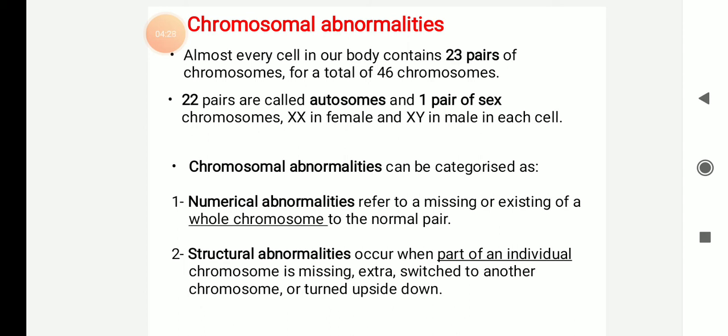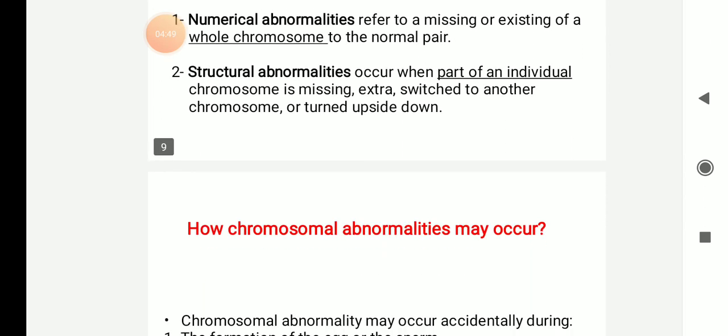So chromosomal abnormalities can be categorized as numerical and structural abnormalities. Numerical means the number of chromosomes, that is, instead of 23 they will have either a reduced or increased amount. Structural abnormalities mean a part of a chromosome may be missing, extra, or switched to another chromosome. So this will lead to abnormalities of chromosomes.